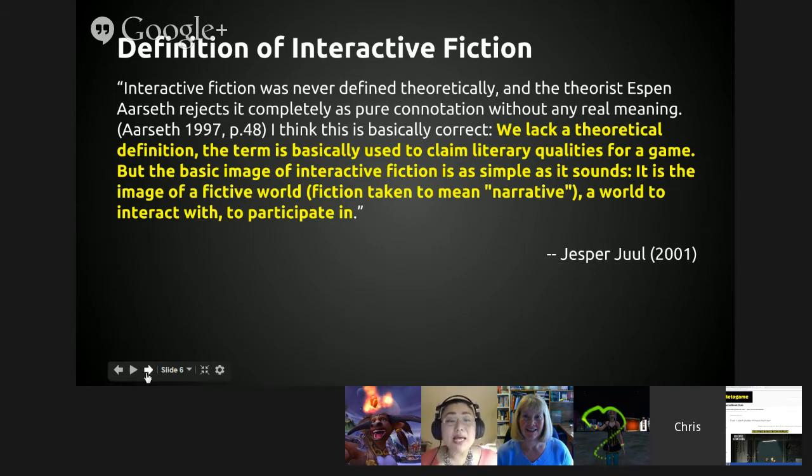We lack a theoretical definition. The term is basically used to claim literary qualities for a game. But the basic image of interactive fiction is as simple as it sounds. It is the image of a fictive world, fiction taken to mean narrative, a world to interact with, to participate in. So you see where his emphasis is. He's saying that basically IF works are spatial constructions, but we mistake the spatial construction to be literature. So Jesper, you'll see literature at a higher complexity that IF is not offering yet. Okay, so keep in mind that he wrote his dissertation in 2001 when IF works were still spatially dominated. It hasn't progressed as far as we see it now. Okay, so if we can go next.